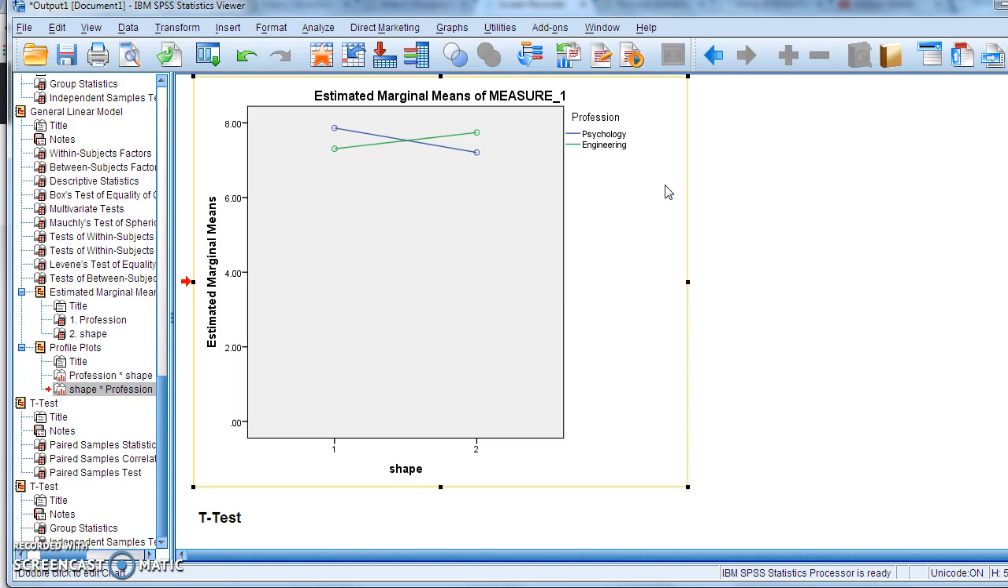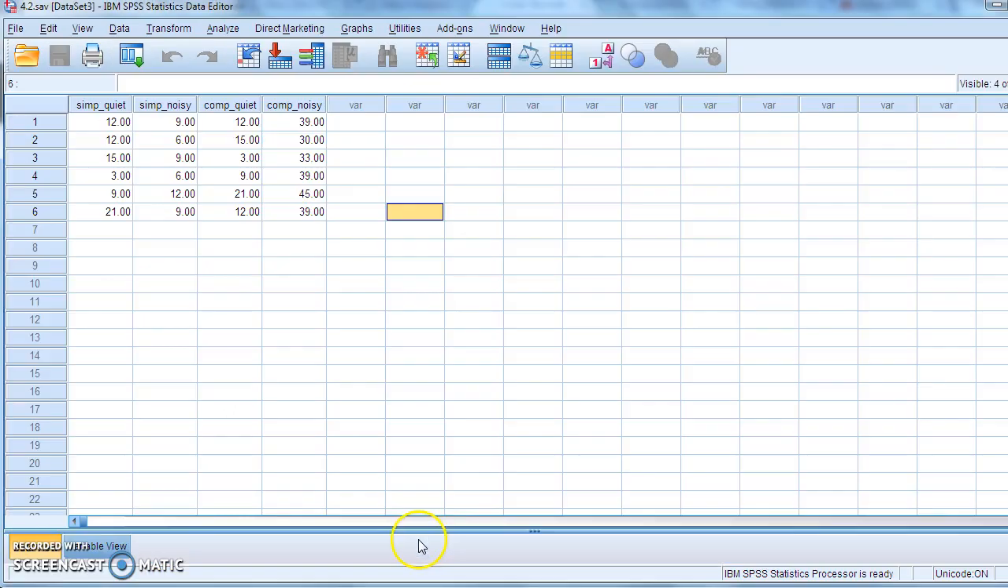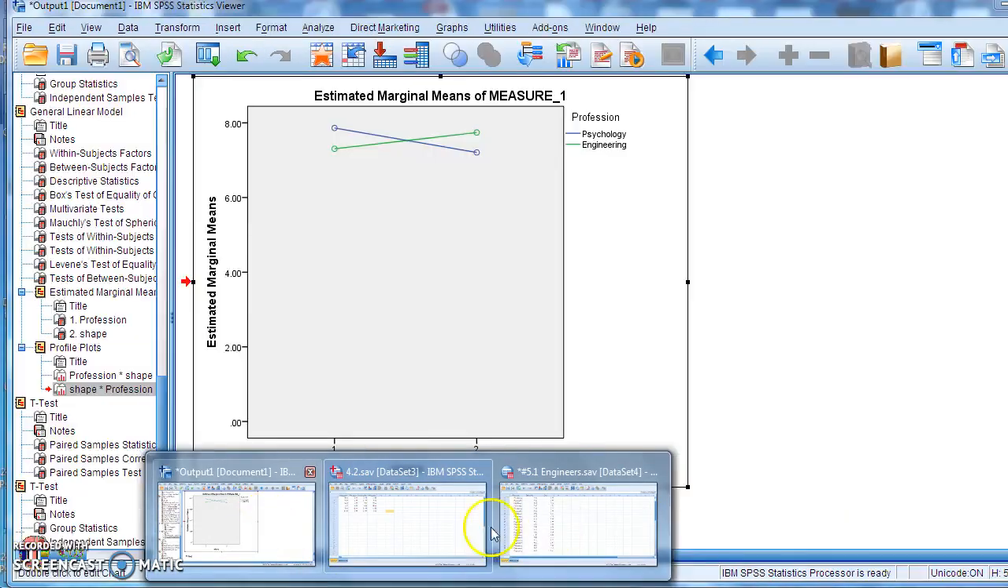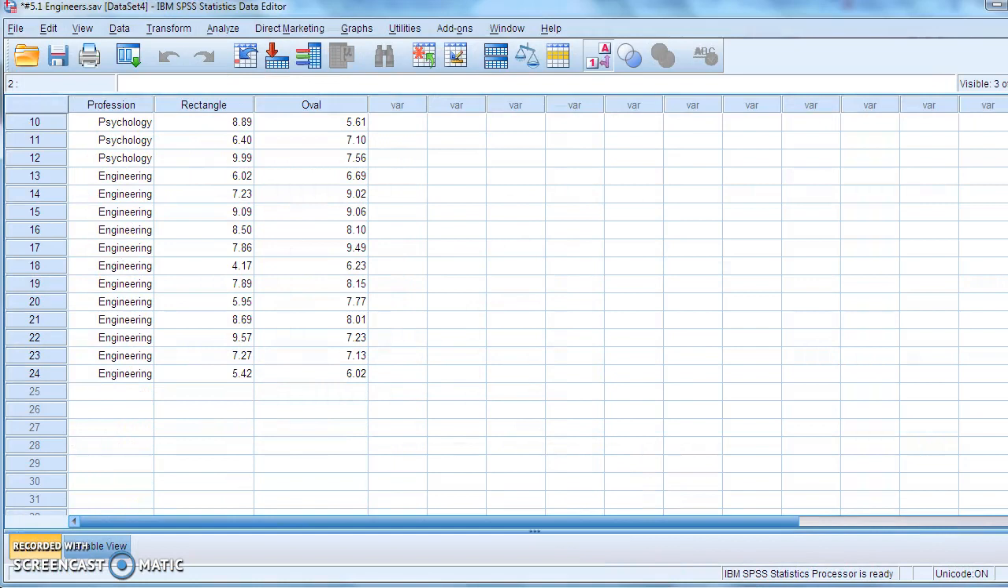So you'd have to write that up by saying overall there were no significant main effects of occupation and shape, but there was a significant interaction, suggesting that possibly psychologists are better at rectangles than engineers, and vice versa. But when we examined the pairwise comparisons, none of these were significant, so it's difficult to make any kind of claim of who is better. And this may be partly due to the fact, if we go back to the data sheet here, we've only actually got 24 participants, so maybe the power of this study isn't very high.